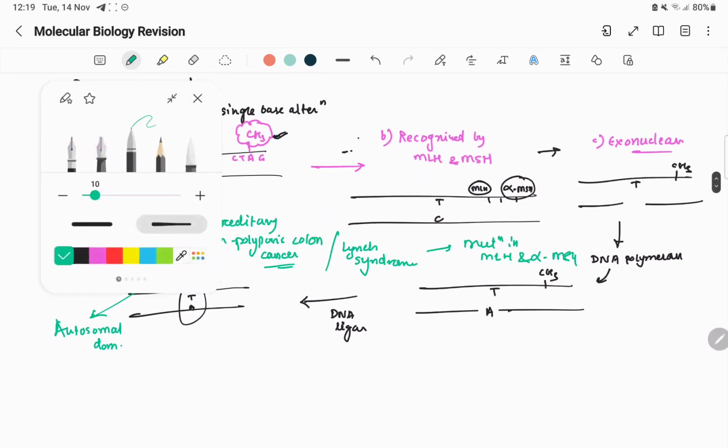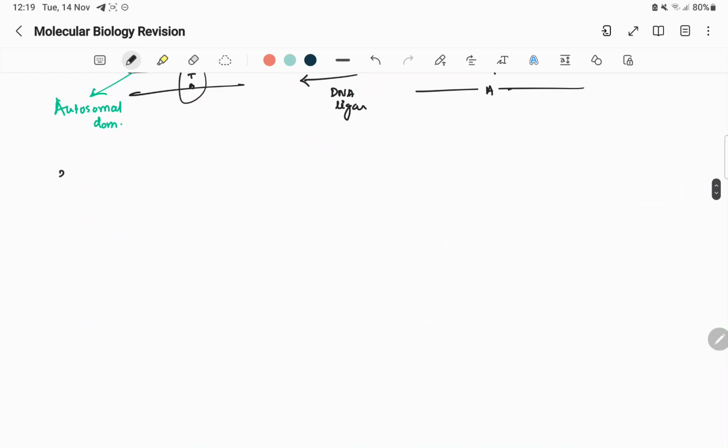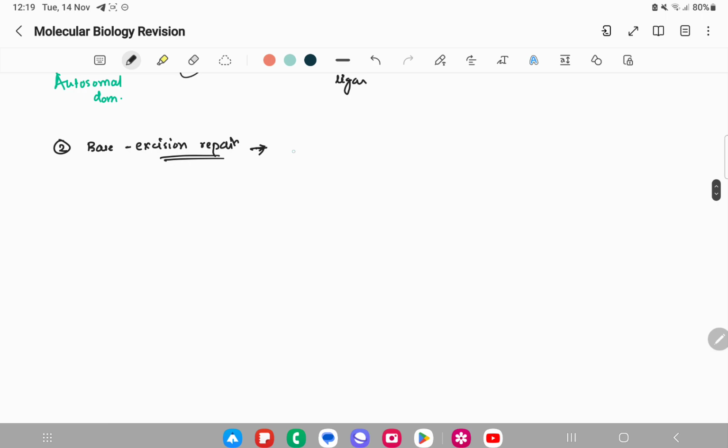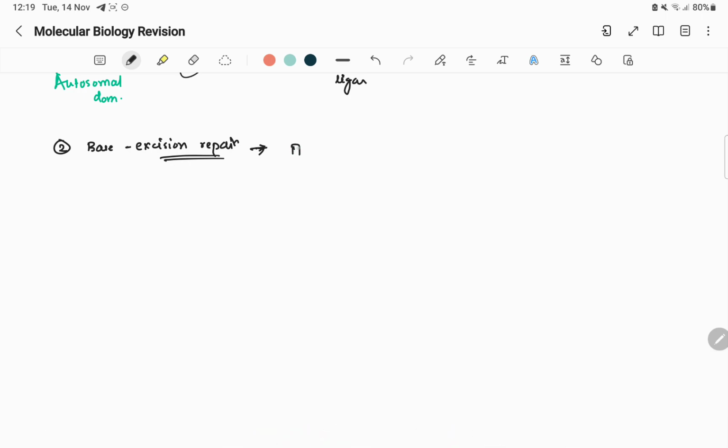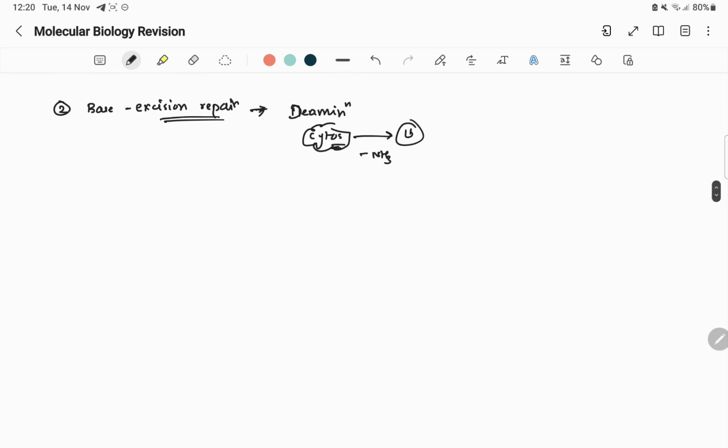Then after the mismatch repair, we have the second type of repair, which is called base excision repair. Base excision repair is used to treat the damage caused by deamination. For deamination, the cytosine is converted into uracil. This is called deamination. The amine group of cytosine is lost, and uracil is found. Deamination or depurination.